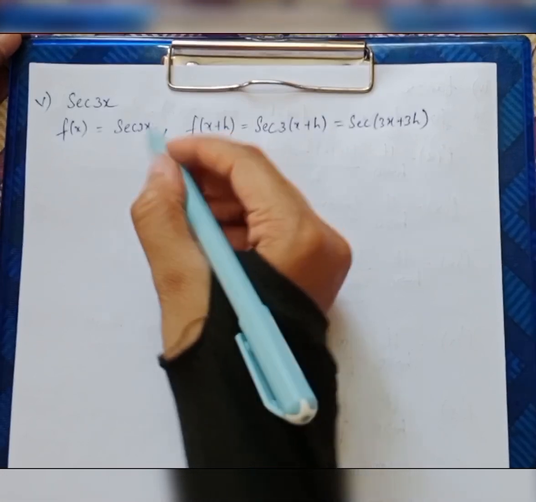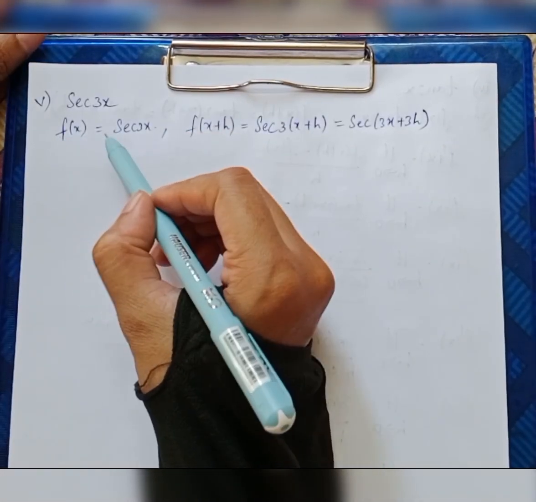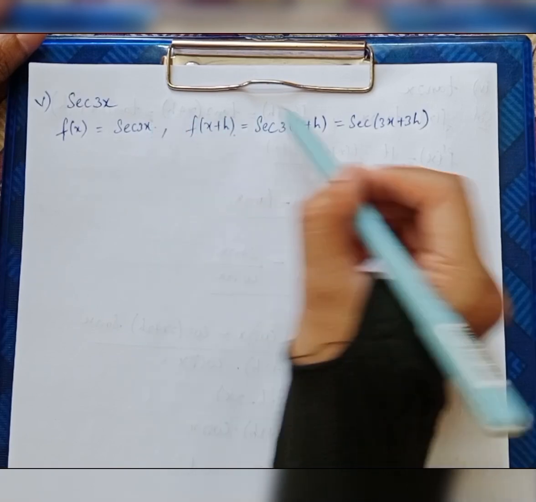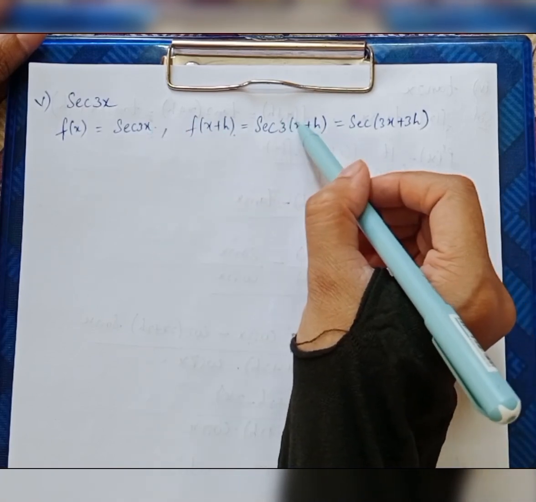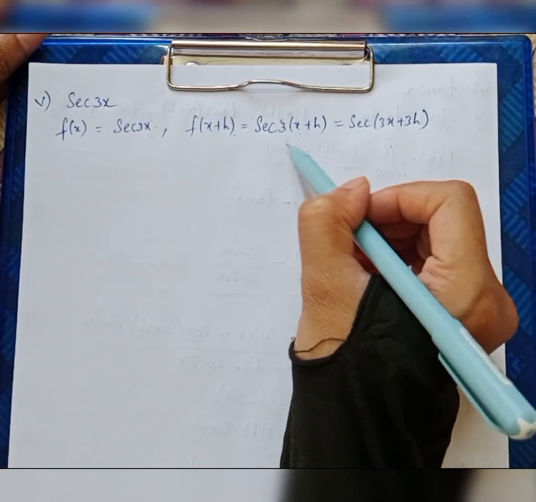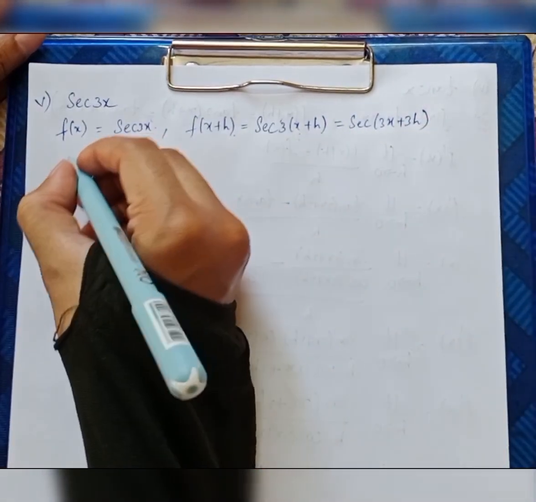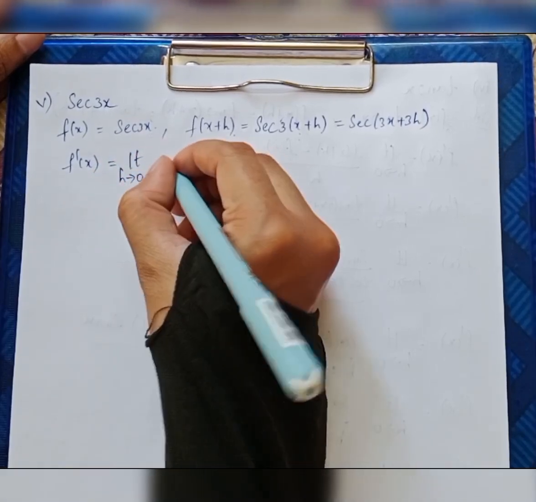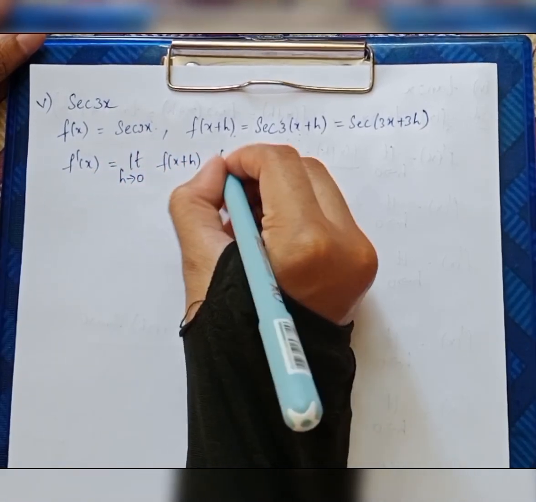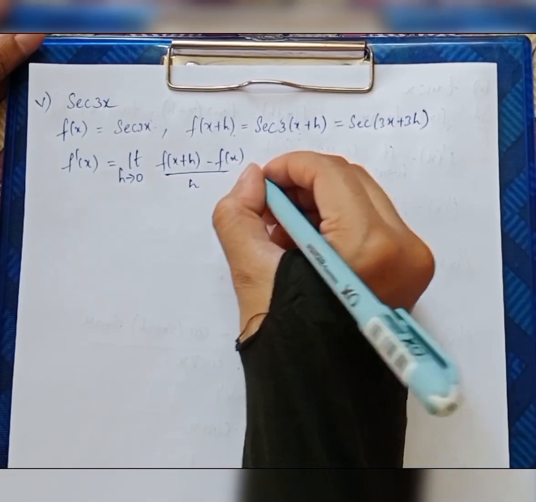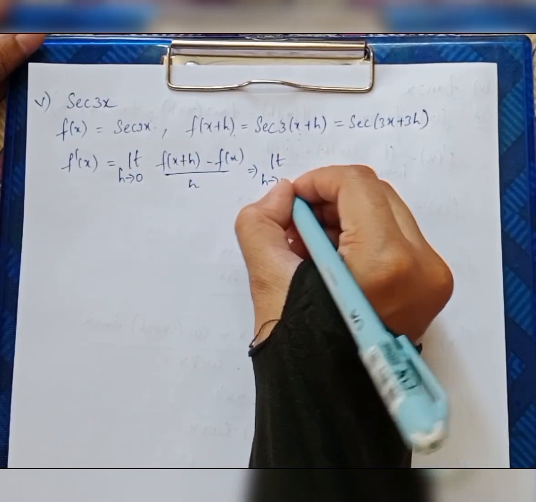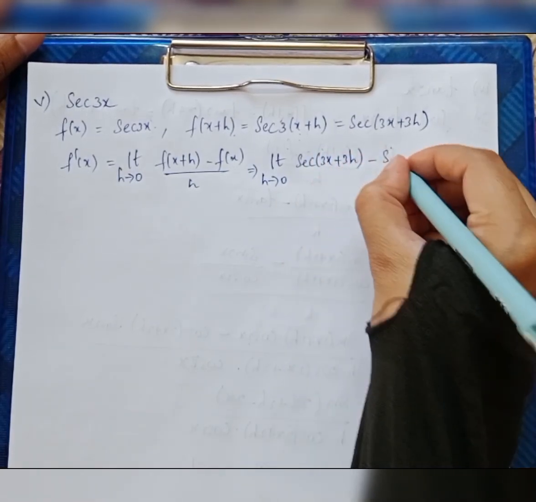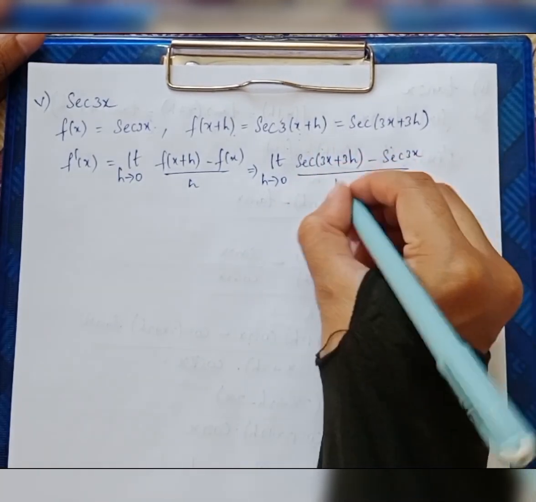So our next function is sec 3x. So f(x) equals sec 3x. f(x + h) can be written as: in place of x we'll write x + h and multiplying 3 inside, so 3 into x is 3x, 3 into h is 3h. Now writing the formula of first principle, f'(x) equals limit h tends to 0, [f(x + h) minus f(x)] by h. Substituting the values, it is limit h tends to 0, [sec(3x + 3h) minus sec 3x] by h.